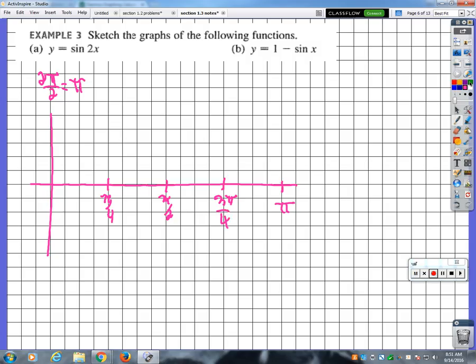Okay, and then the sine function, what do you know about it? It starts at 0, how far does it go up or down? Goes up to 1, back to the middle, down to -1, back to the middle.